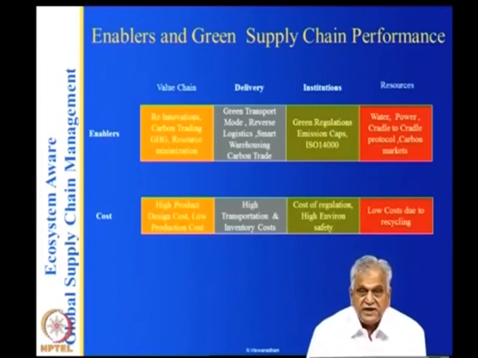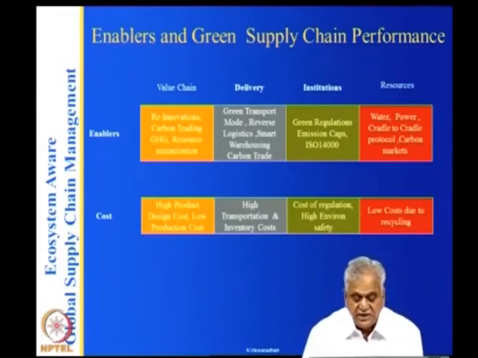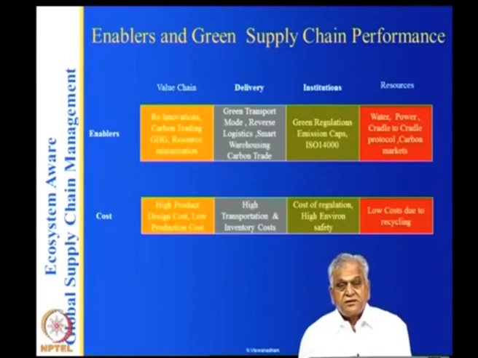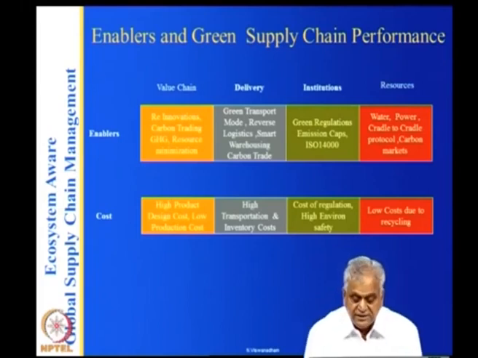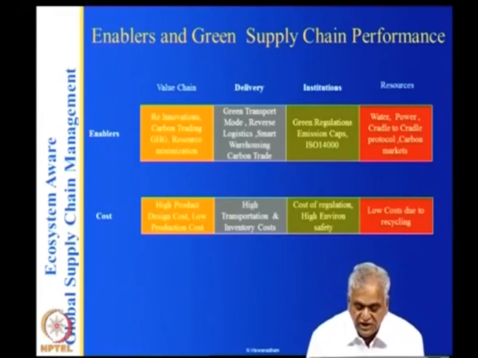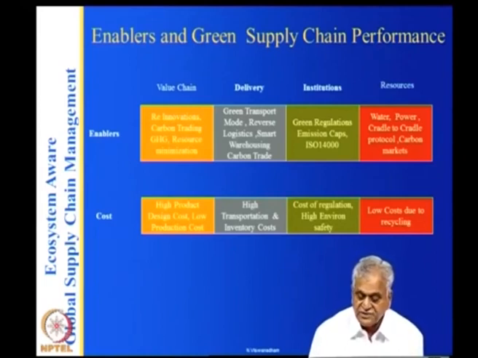Now if you want a green transportation cost in terms of the delivery, you may have high transportation and inventory costs. Well, transportation cost could be low if you are using a smaller number of transportation deliveries, but then you have to keep high inventories. So your inventory cost goes up. But if you also insist that your transportation should be green, then the cost may go up. And there is the cost of regulation, high environmental safety and so on; there are coordination costs associated with this.